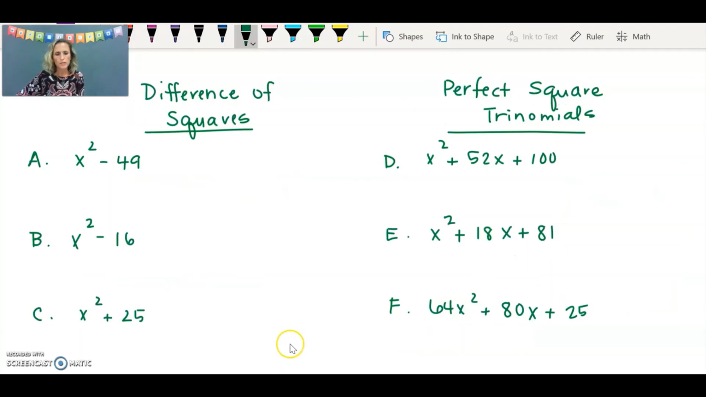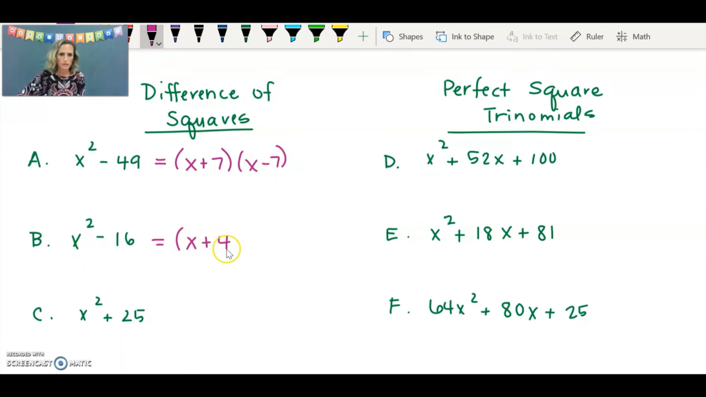Here are a few practice problems for you to try. If you want to pause the video and test your skills, you can do that. And then we'll come back together and see how you did. All right. So this first one, x times x, 7 times 7, you should have x plus 7 times x minus 7. Here, x plus 4 and x minus 4.